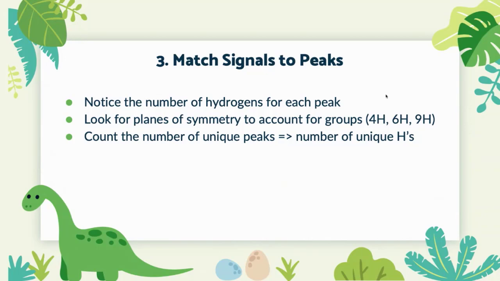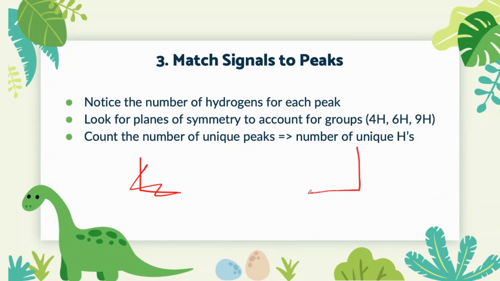But yeah, let's see. And then our third step is matching those signals to peaks. So you want to notice the number of hydrogens for each peak and look for planes of symmetry. For example, if I see that I have, oh wait, sorry, the wrong way. We're going to just scribble this out.